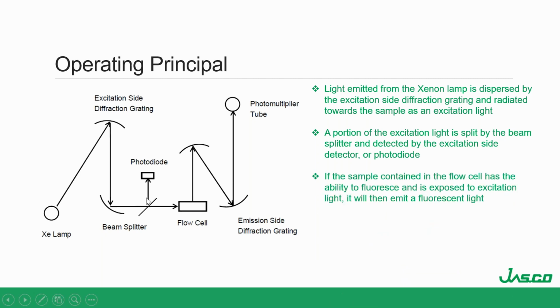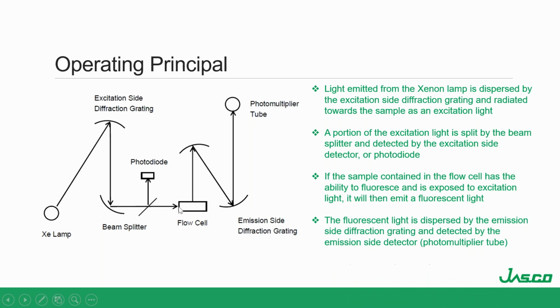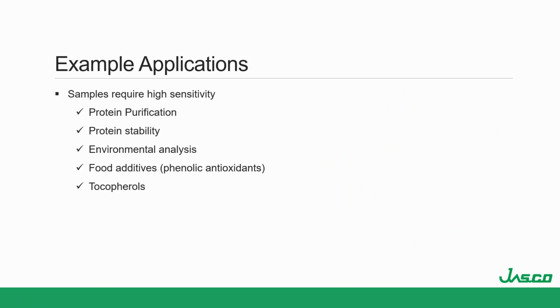From there, if the sample contained in the flow cell has the ability to fluoresce and is exposed to excitation light, it'll then emit a fluorescent light. And then from there, the fluorescent light is dispersed by the emission side diffraction grating and detected by the emission side detector, the photomultiplier tube.